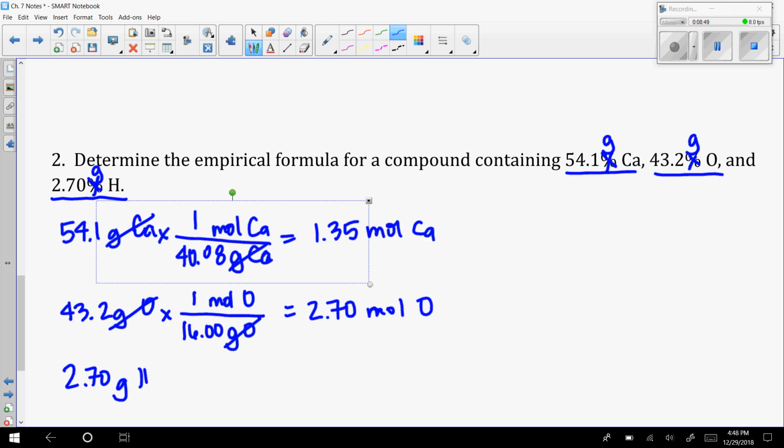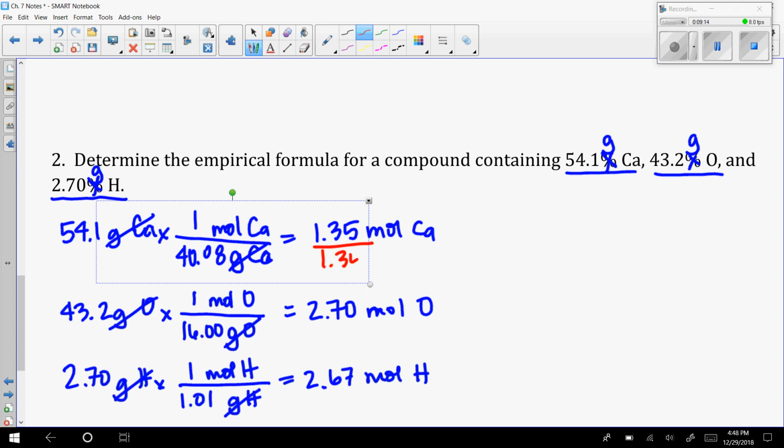2.70 grams of hydrogen. And grams of hydrogen, convert them to moles. 1 mole is 1.01 grams. So this is 2.67 moles of hydrogen. All right, so that was all step 1. So now step 2, I'm going to divide all of these by the smallest to get that ratio. So 1.35 is my smallest. So divided by 1.35.